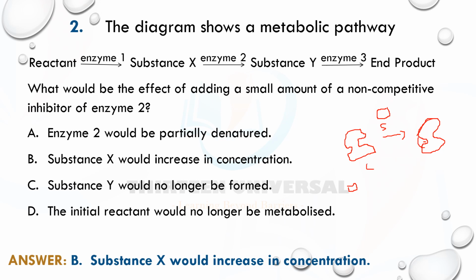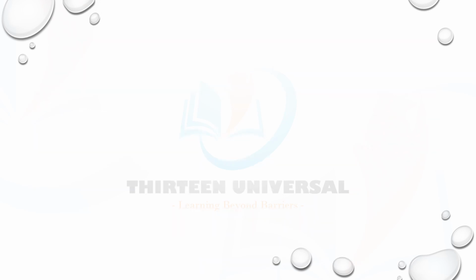So if the inhibitor binds first, it alters the shape, and this alteration can be permanent or it can be temporary, depending on the strength of the bond between the inhibitor and the enzyme. All right, so the answer is X. Pause the video and check it out.